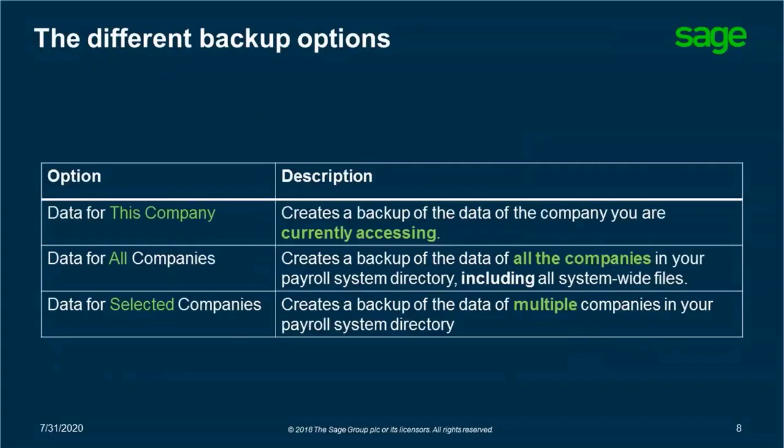Now let's quickly look at the different backup options that we've just mentioned. Data for this company is where you create the backup for the current company that you are accessing. Data for all companies means that you're going to do a backup of all the companies within your payroll app system directory, including all the system-wide files. So this is basically all the data excluding the program. And then data for selected companies will make backups of multiple companies to which you have access, that you can select.